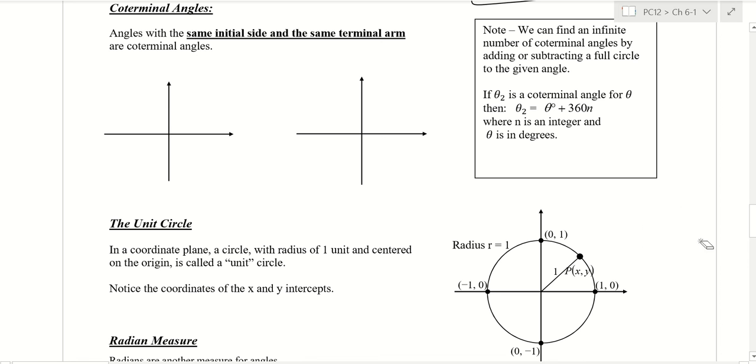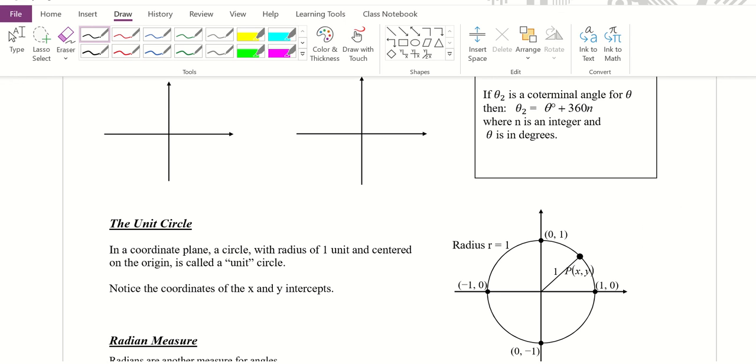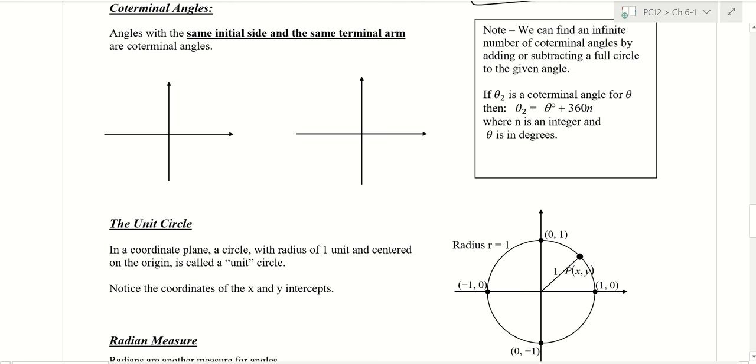Okay, so let's do a little bit more terminology here. Tons of terminology. So hopefully we'll be familiar with all this terminology by the end of this. Coterminal angles are angles with the same initial side and same terminal arm.